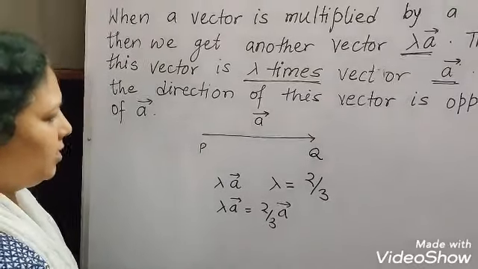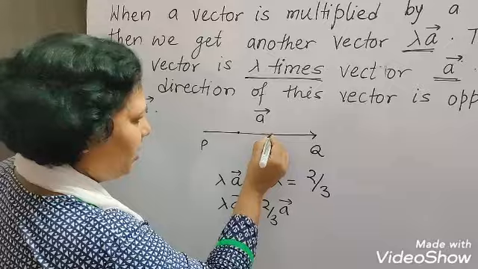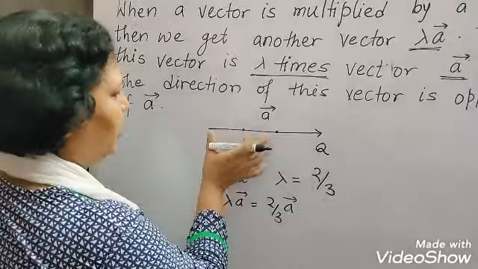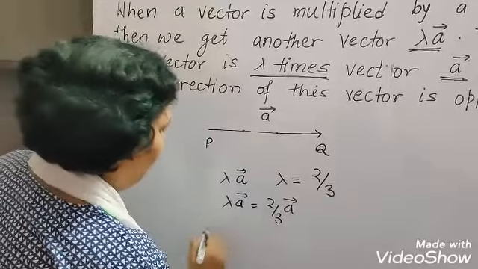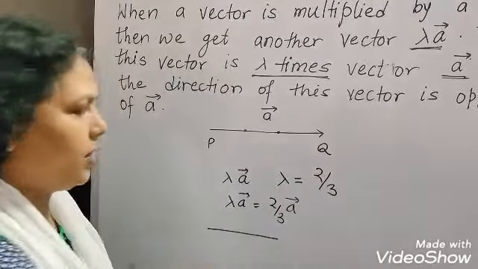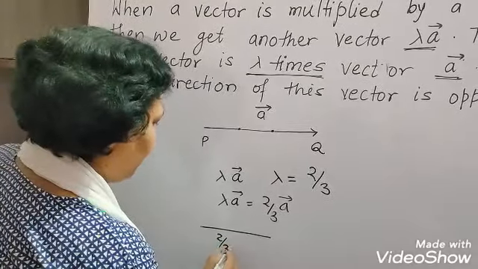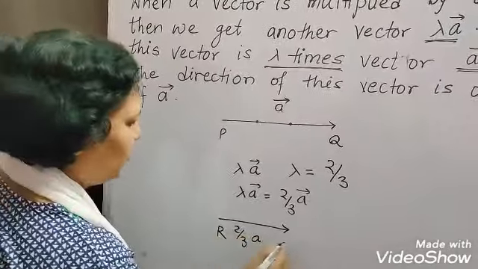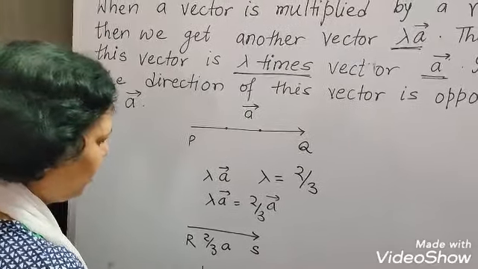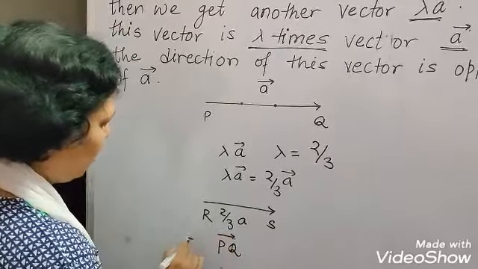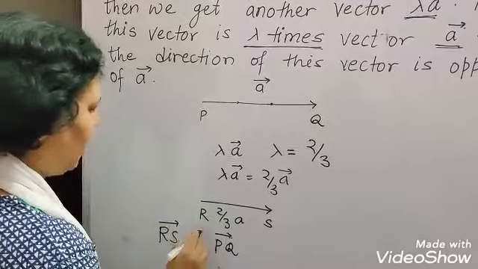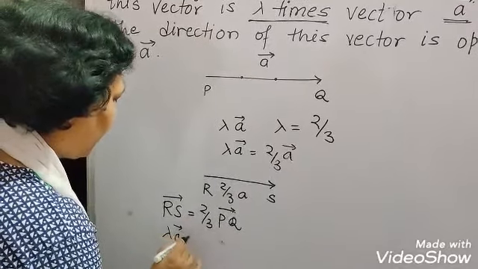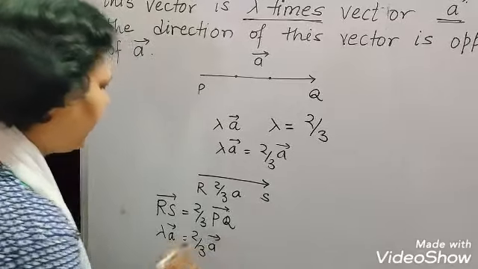You can see here, that means if we divide this length into 3 equal parts, the length of the 2/3 part of this line will represent the magnitude of lambda A. That means this is 2/3 of A, and the direction will be the same as the direction of vector A. Now we can say here PQ, or RS, that RS is 2/3 of PQ, or we can say this lambda A is 2/3 of vector A.